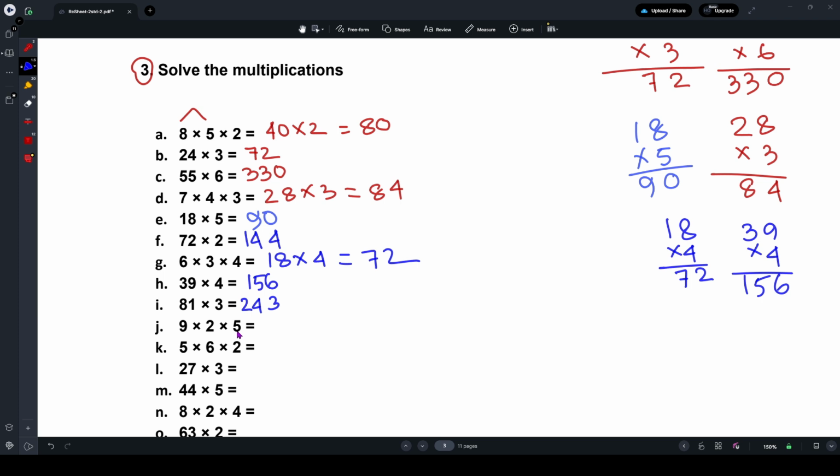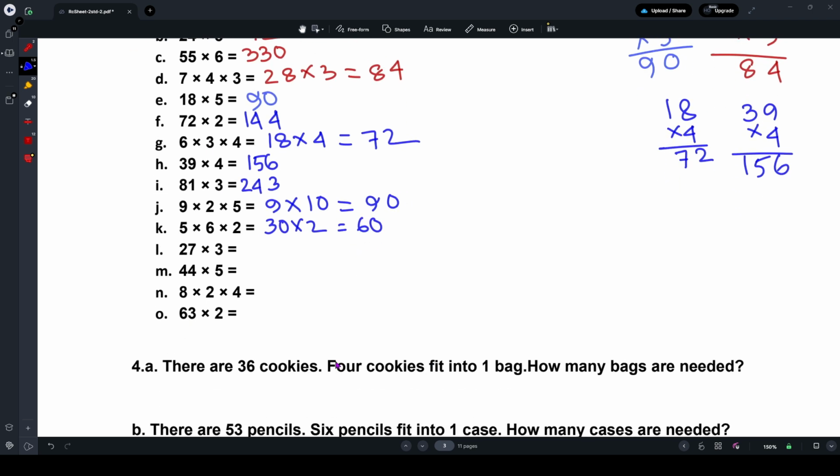9 times 2 times 5. So we can do 9 times 5 times 2 is 10. And finally it's 90. 5 times 6 times 2. 5 times 6 is 30. Times 2, it means 60. 27 times 3. 7 times 3 is 21. Carry 2. 3 times 2 is 6 plus 2, 8. It means 81.